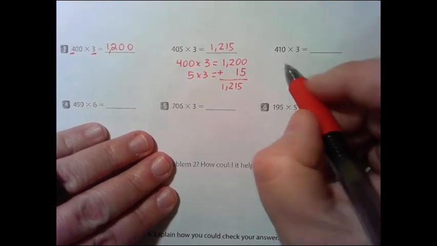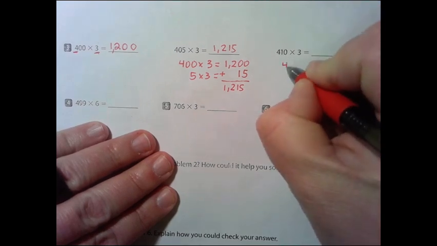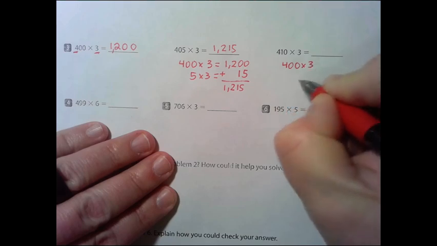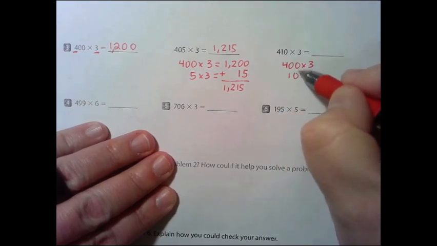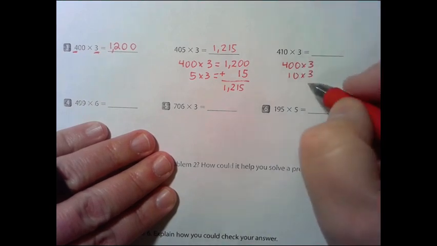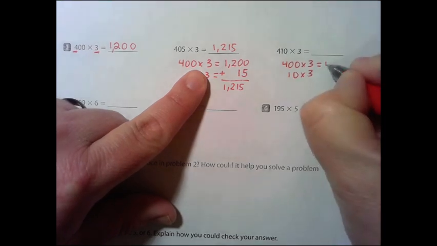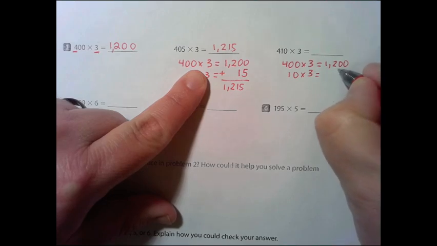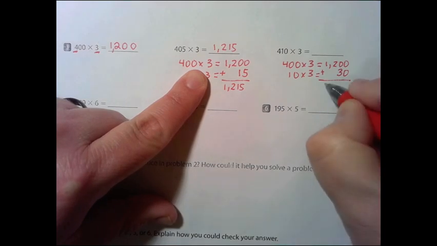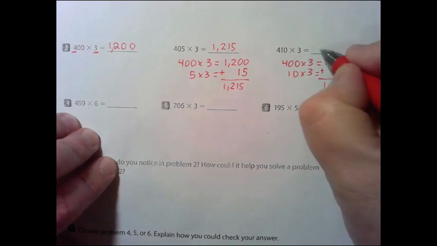Third one here, 410 times 3. So again, you could break it apart into 400 times 3 and then 10 times 3, because again, 410 is 410. Again, 400 times 3, we just did it, is 1,200. 10 times 3 is 30. Again, I'm making sure I line up my digits. And I go 1,230. Okay, that's our answer.